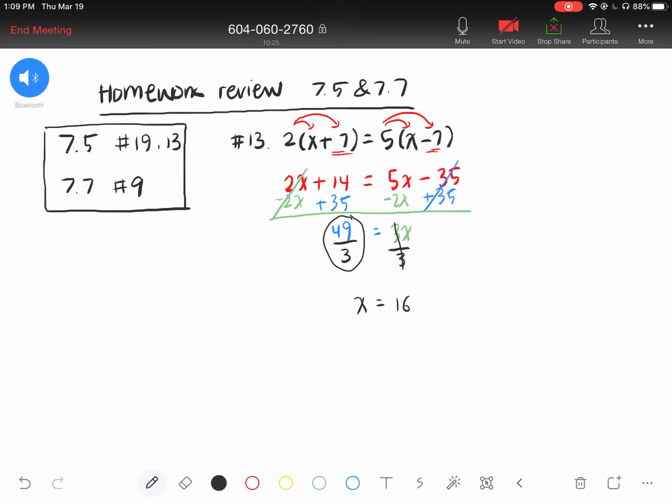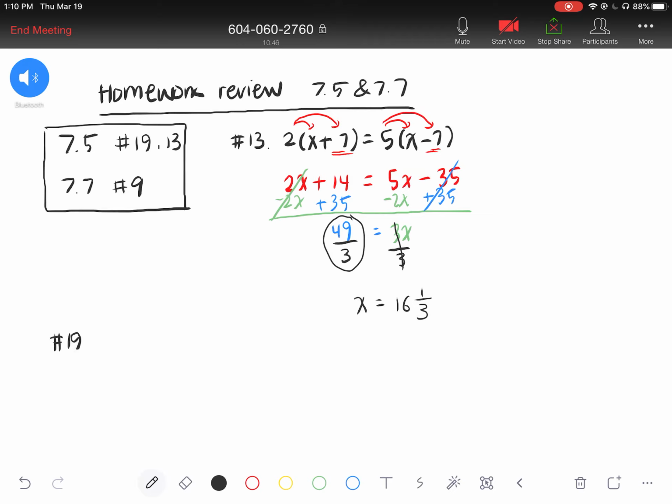I think you can put it, what, ones, and then 18. No. 16. And then you have a remainder of 1 over 3. Okay, any questions so far?